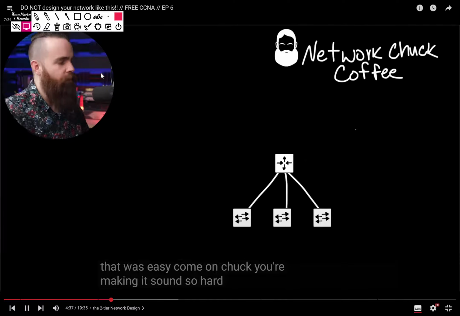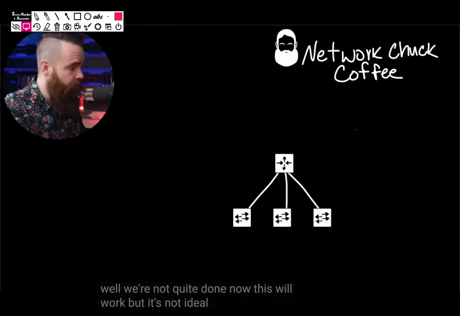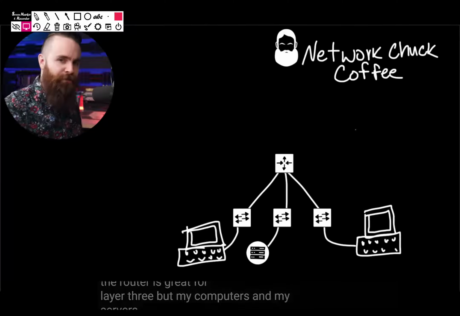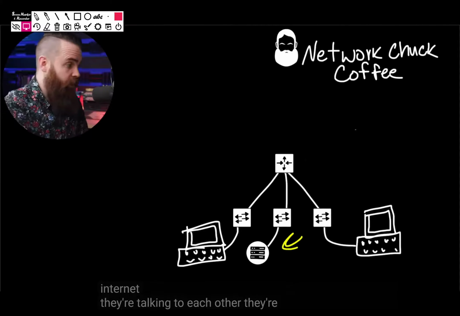Come on, Chuck, you're making it sound so hard. Well, we're not quite done. Now, this will work, but it's not ideal. So, for example, my computers. This works great for when they want to get to the internet, because that's what the router is great for. Layer 3. But my computers and my servers aren't just talking to the internet. They're talking to each other. They're talking on the same network.